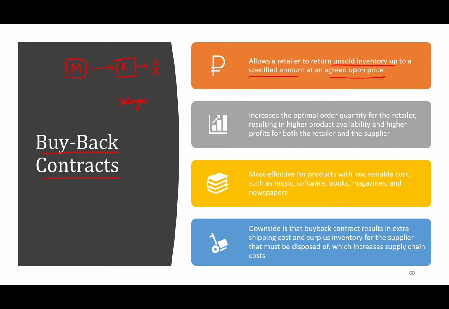Okay, so if Q was 234 here, and let's say its unsold inventory is equal to 42, then these 42 will be bought back by the manufacturer, or if not the entire 42, then maybe up to a specified amount will be bought back at a price which has already been agreed upon. Okay, so that's essentially what the buyback contract is. It says that the manufacturer will purchase the unsold inventory back from the retailer.